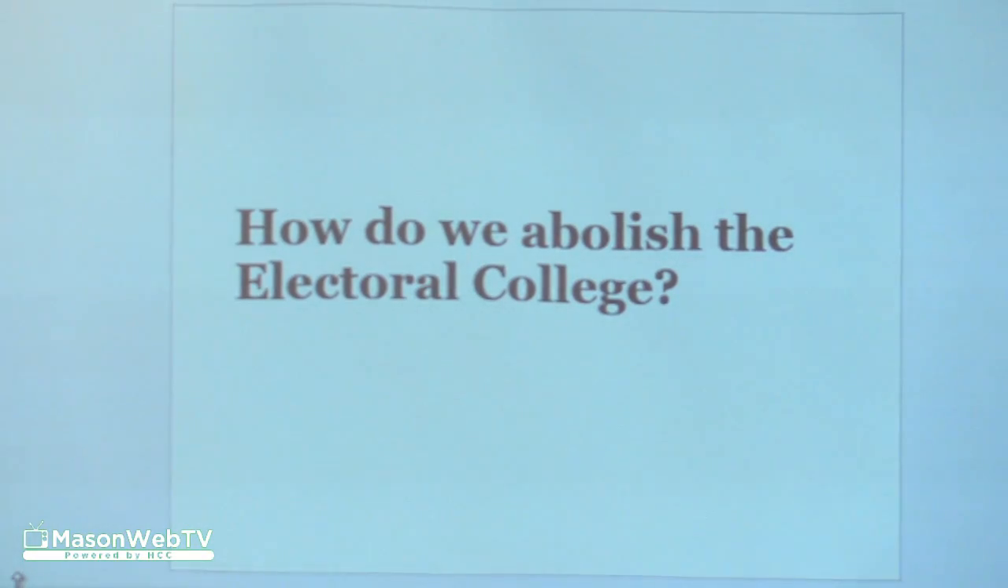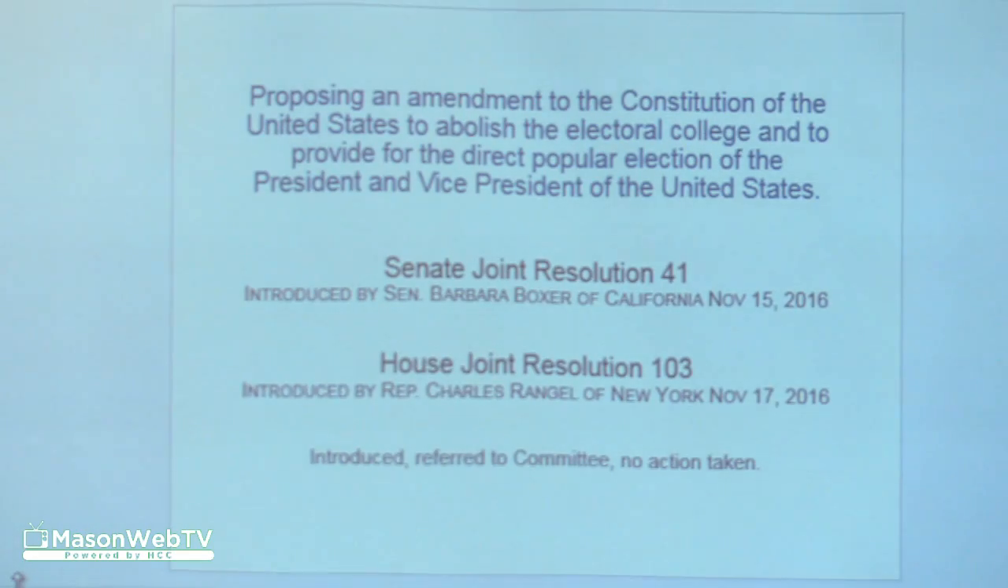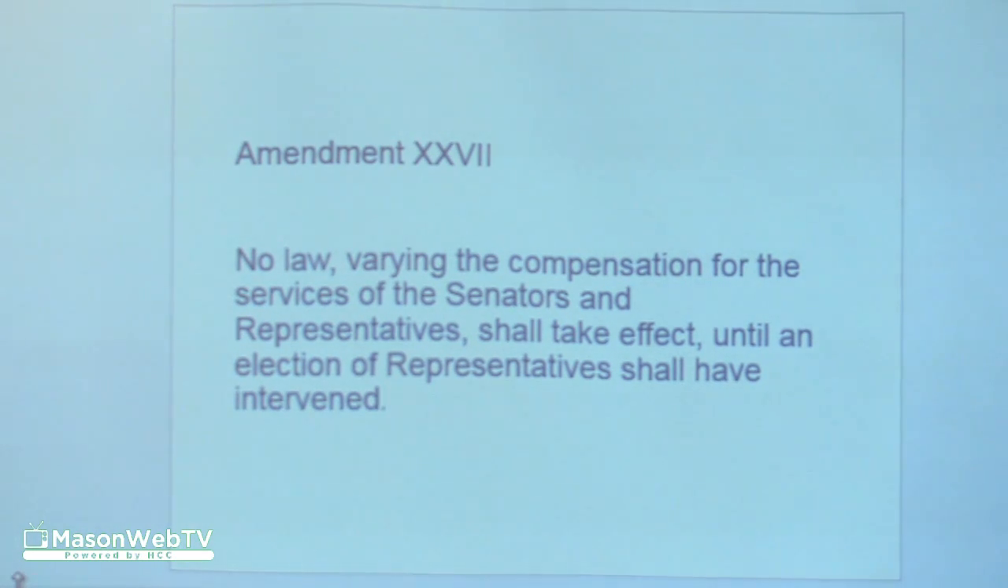So how do we abolish the Electoral College? Well, the League says that they support a constitutional amendment to abolish the Electoral College. And it's been done before. Oh, there is an amendment out there. It's been proposed, but no action has been taken. So the 27th Amendment was first proposed in 1791 and ratified in 1992.